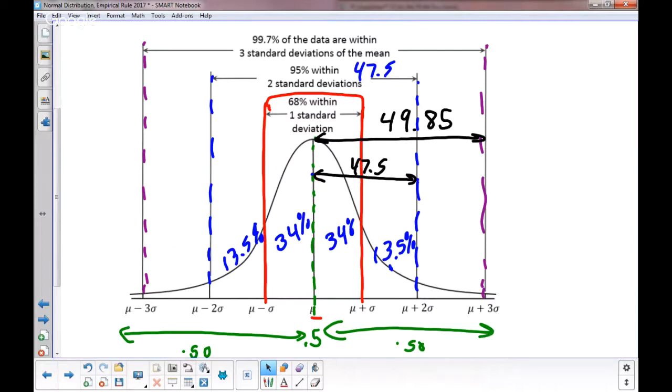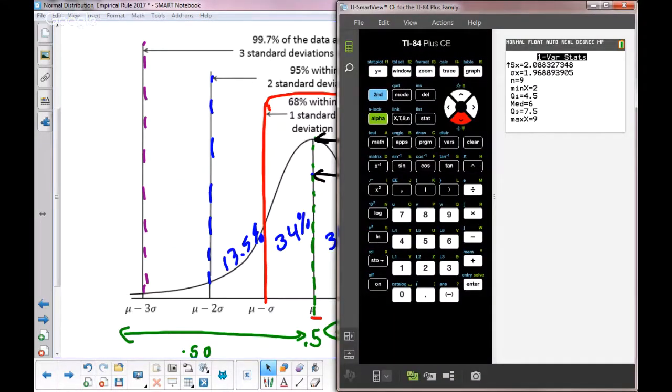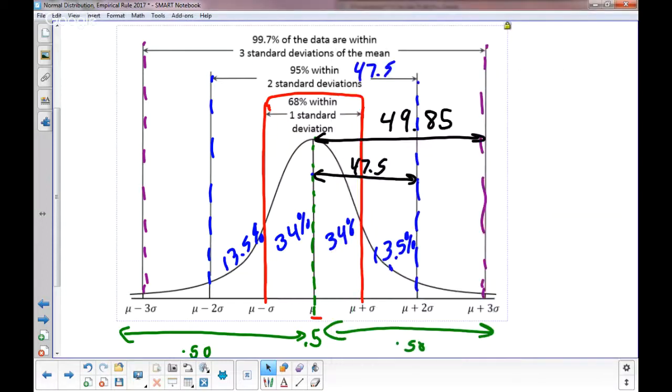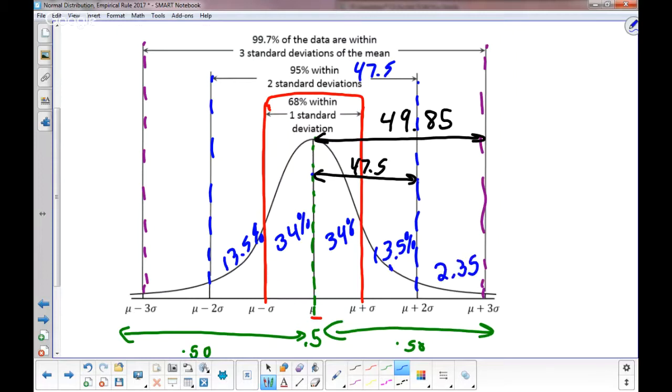So again, if you want to use your calculator on this one, just for those who like using it, divided by 2, you get 49.85. Well, we know between the first two, it's 47.5, and 49.85 for the outer. So the outer portion, even though it's the same width, because it has less data, it's getting smaller. There's only 2.35 out here. It's just 49.85 minus 47.5. So it's 2.35, which means 2.35 on the other side as well.